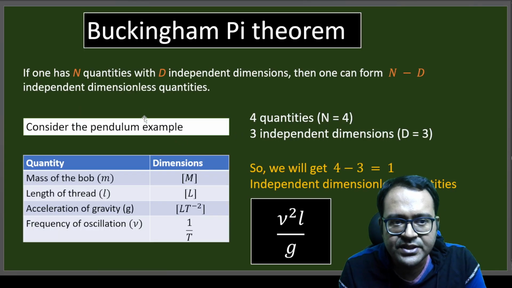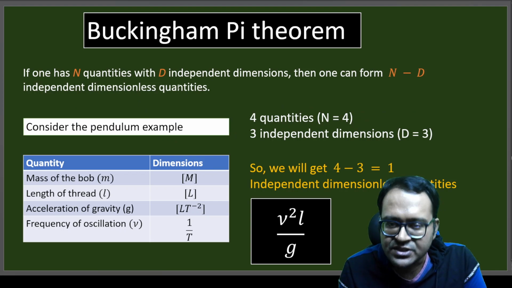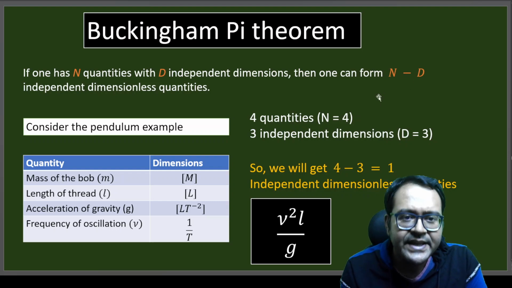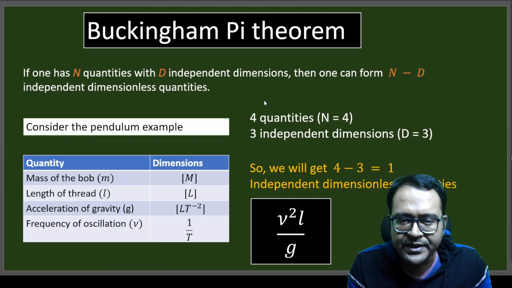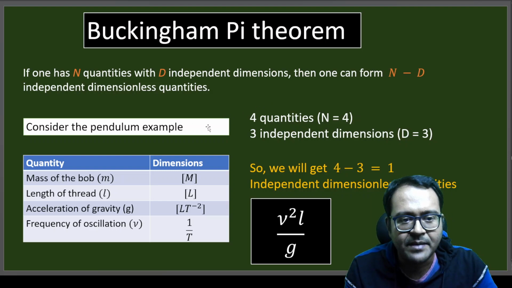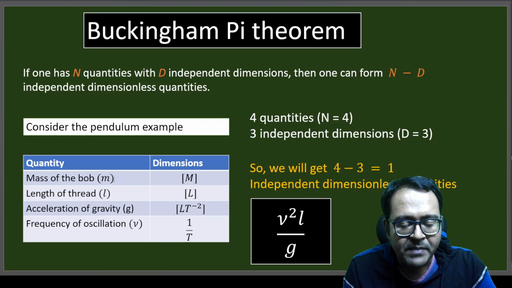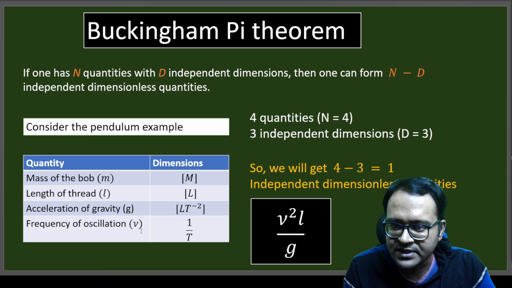This is very interesting. If we have n number of quantities with d independent dimensions, then we can form n minus d independent dimensionless quantities. How do we understand it? Let's consider the pendulum example once again. We have four quantities here: mass of the bob, length of the thread, acceleration of gravity, and frequency of oscillation. And their dimensions we already know.